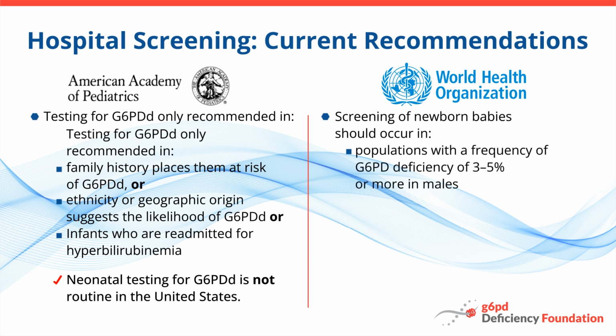In 1989, the World Health Organization recommended that universal newborn screening should be undertaken in populations with a G6PD deficiency frequency of 3 to 5% or more in males.